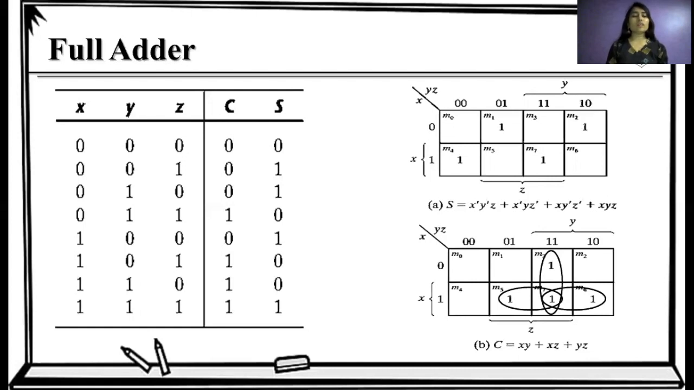Then for 1 1 0, C is equal to 1. And for 1 1 1, C is equal to 1. So for all these conditions, we have C equal to 1. So place this into a K-map. Here we use a 3-variable K-map to simplify this function. So by simplifying this, we have the logical function C is equal to xy plus xz plus yz.